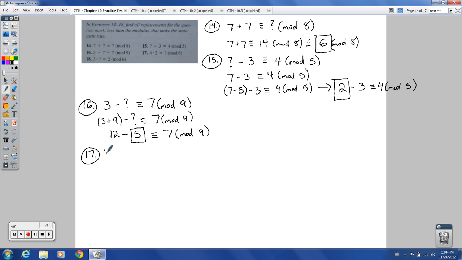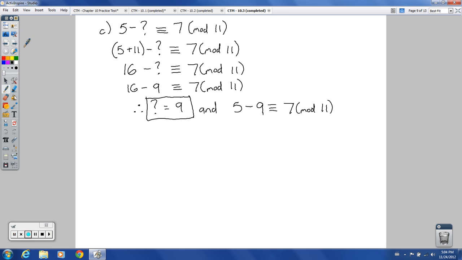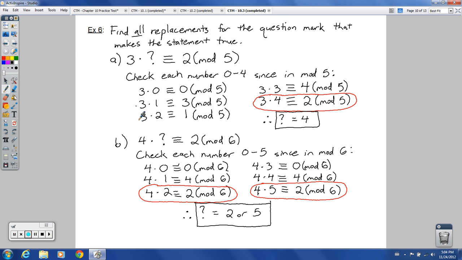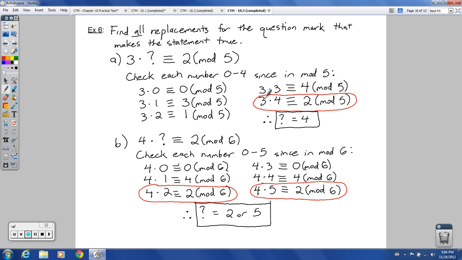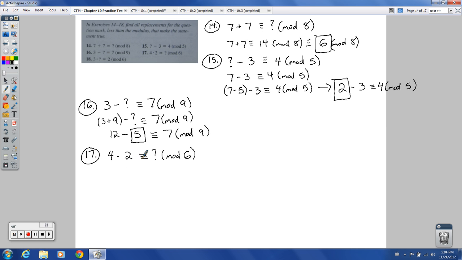Alright, so let's check out number 17 now. It says 4 times 2, now we're doing multiplication, being congruent to something mod 6. So let's go back to 10.3 again, just as a reference. These ones are more like this here. We have to check each number, this time 0 through 5 in mod 6, and see which ones, with the question mark filled in, give me the right thing, the thing I want. So 4 times 2.